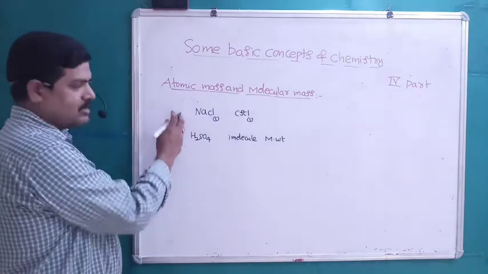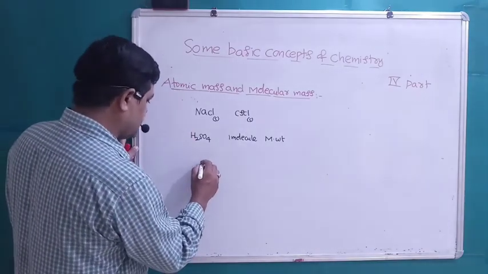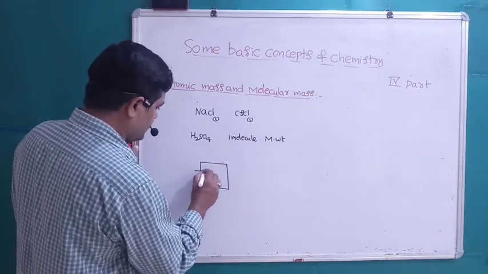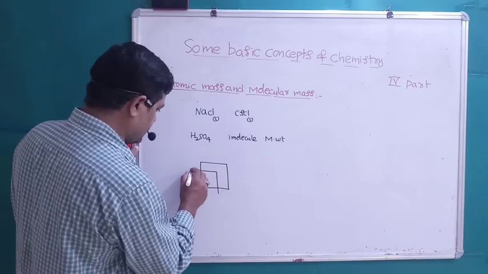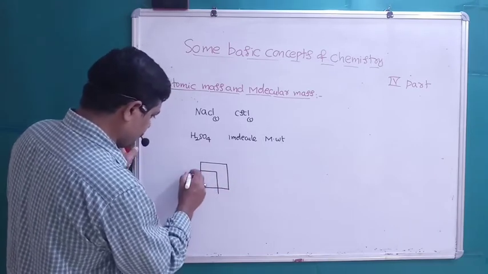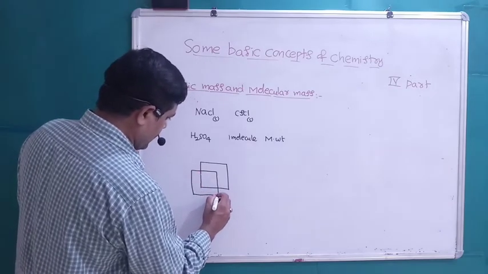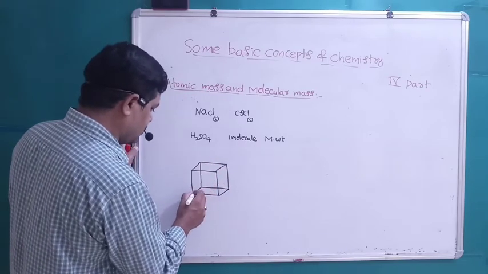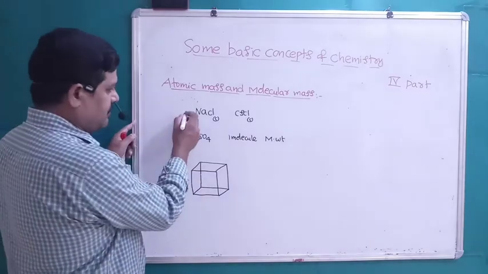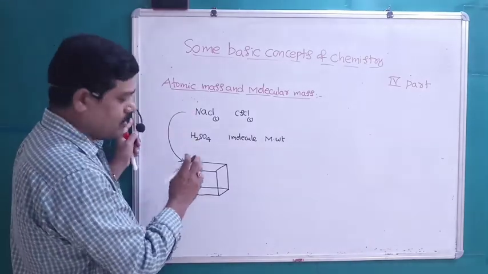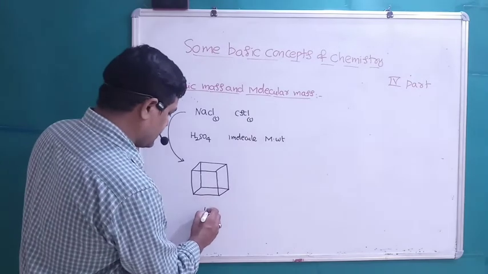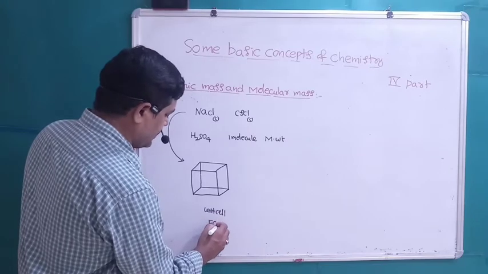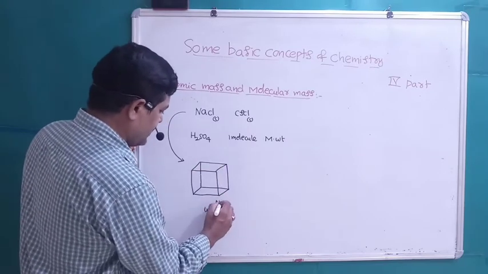For ionic compounds, for example NaCl, which has the FCC unit cell structure, in the solid state chapter we will learn in detail about the FCC structure. The smallest unit of a compound like H2SO4 is one molecule, whereas for ionic compounds like NaCl, the smallest unit is called a unit cell. And the type of unit cell for NaCl is FCC.